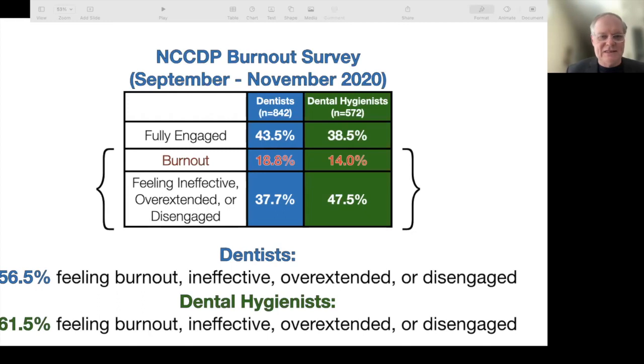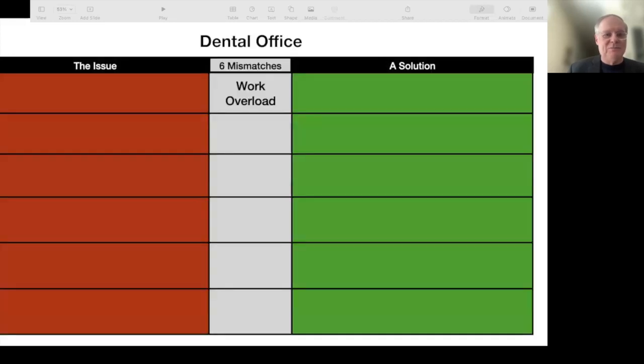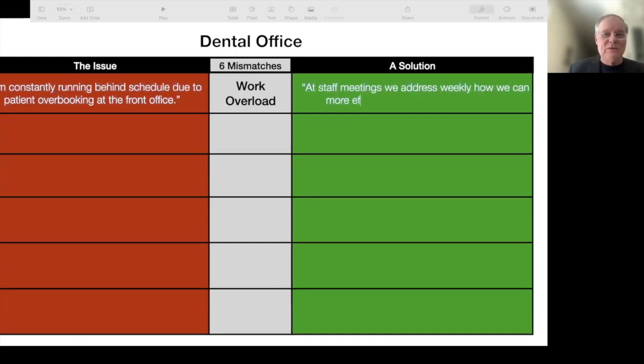So we felt like it was necessary to do courses like this to make people aware of how you could change some of the environment that you're in. And so just briefly here, this is looking at work overload. The issue might be, I'm constantly running behind schedule due to patient overbooking at the front desk. A solution might be, at staff meetings, we address weekly how we can more efficiently maximize scheduling. So they're bringing up that elephant in the room, scheduling.